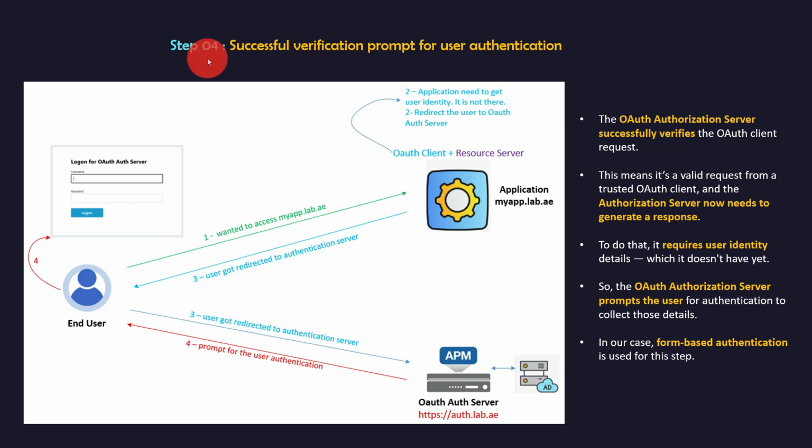In step 4, let us see why the successful OAuth client request verification prompts for user authentication. As you know, the OAuth Authorization Server has already successfully verified the OAuth client request. This means it is a valid request from a trusted OAuth client, and the authorization server now needs to generate a response. To do that, it requires user identity details, which it doesn't have yet. So, the authorization server prompts the user for authentication to collect those details. In our case, form-based authentication is used for this step.